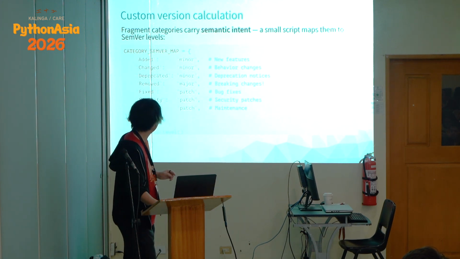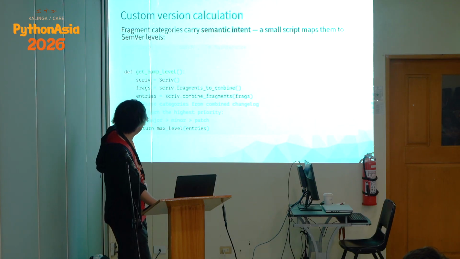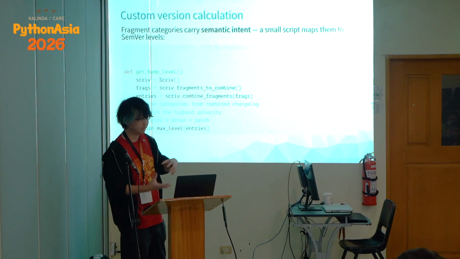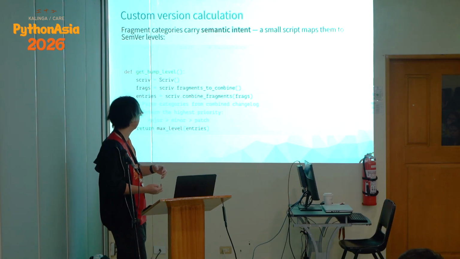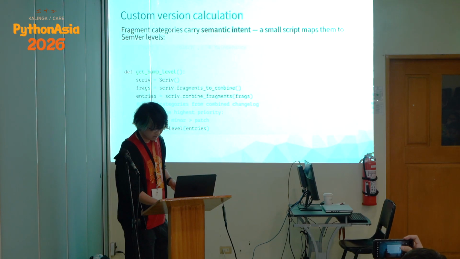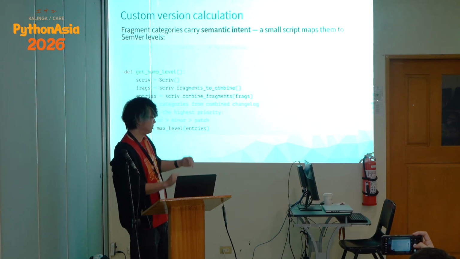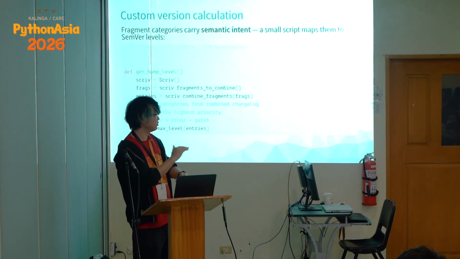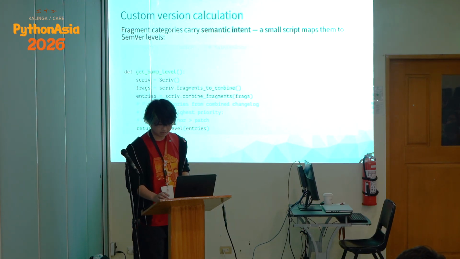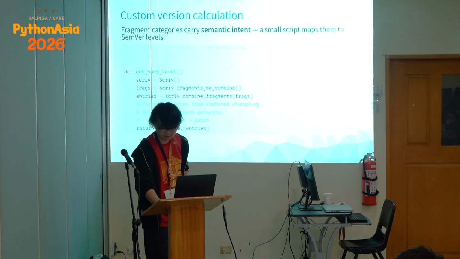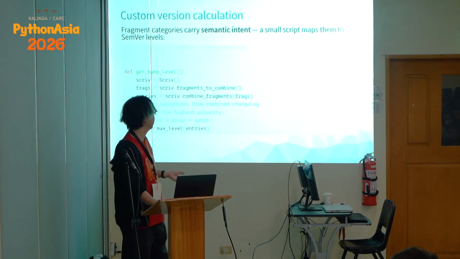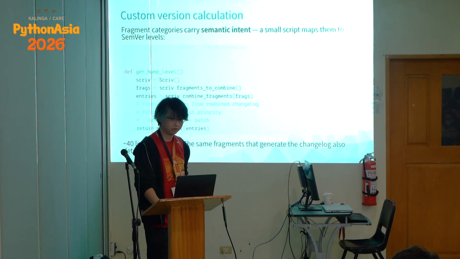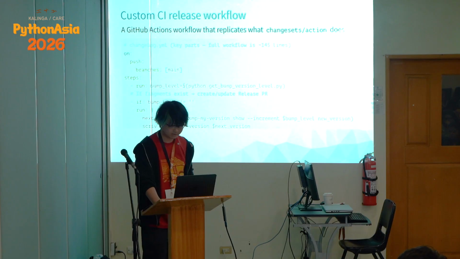And in the next part, this script uses the Scribe API to get the collection of fragment files to scan. Then this script calculates the max level of the version bump level to determine the next version string. This is only about 50 lines of Python code, but it works really nicely for my use case.